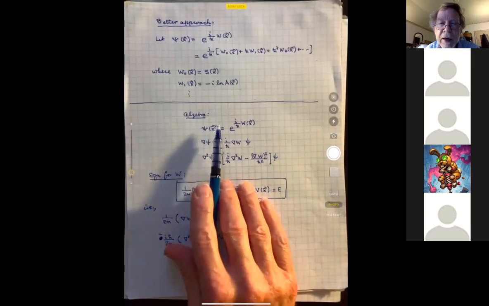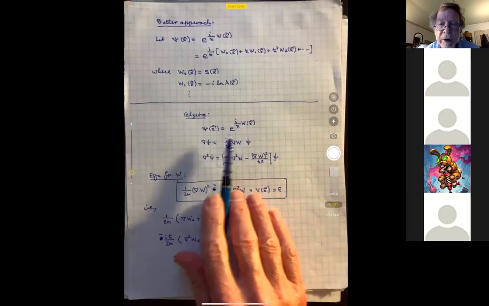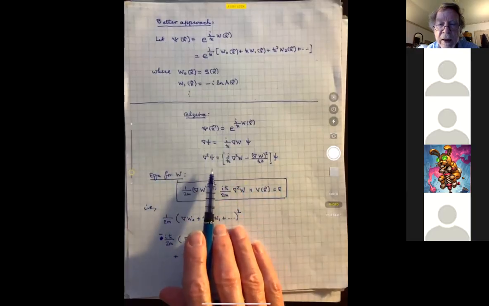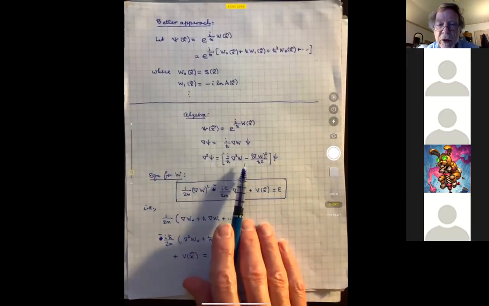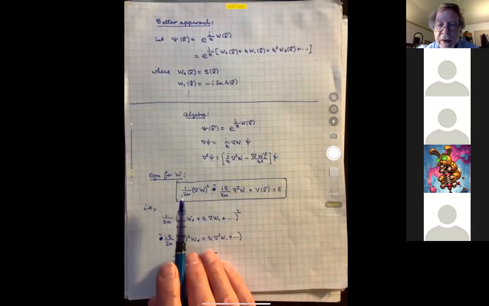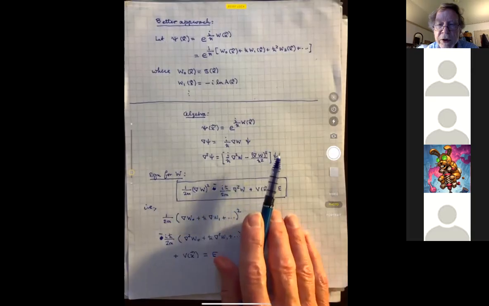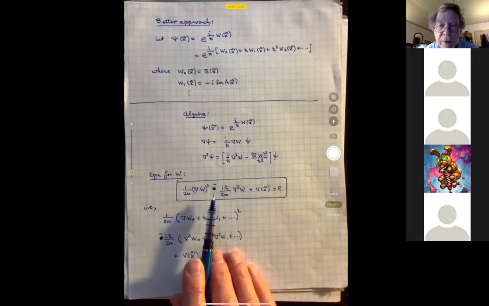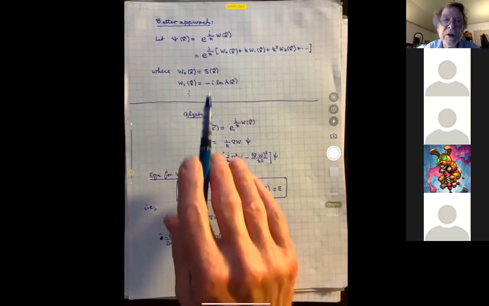If psi is equal to e to the i over h bar W, we compute grad psi and then grad squared psi, work this out, and plug this back into the Schrodinger equation. The kinetic energy is now proportional to psi, and the other two terms are proportional to psi too, so you can cancel them. And you end up with a boxed equation here, which is an equation for W. This is really nothing but a transformation of the Schrodinger equation from psi over to what is essentially the logarithm of psi, which is W.